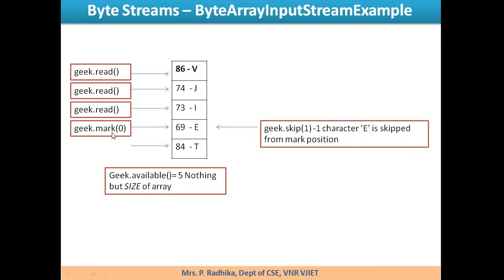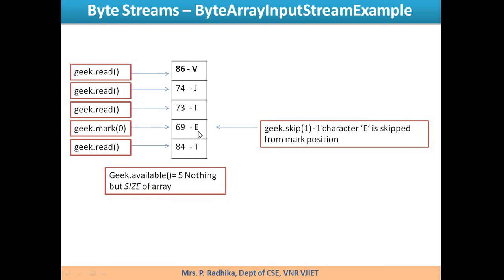So at the 4th character we are marking, and immediately after marking we are skipping one character. So from here we are skipping one character, which is nothing but E. Now what is the total available size? The total available size is nothing but 5. Now after marking and skipping one character, if at all we read, what will we get? We get only one character, that is T.